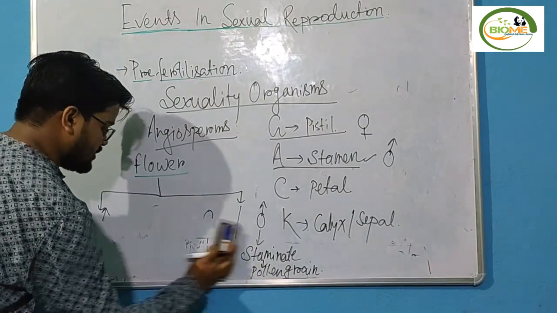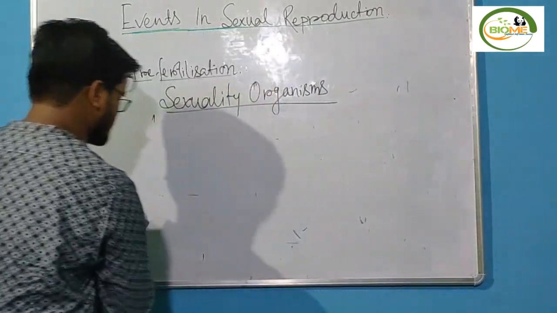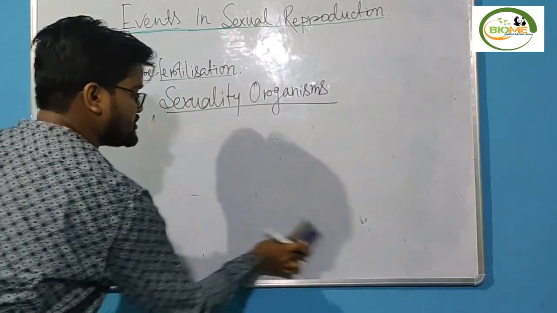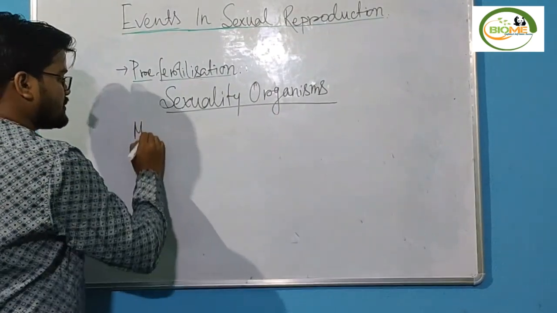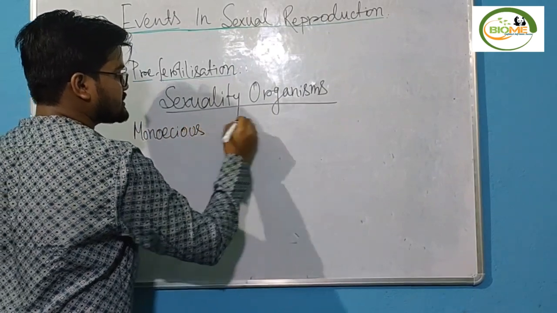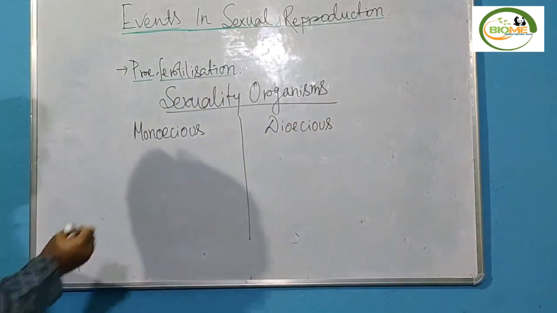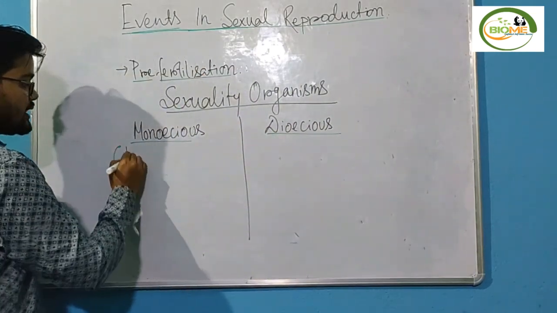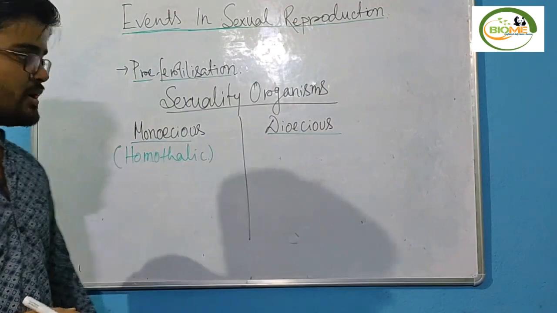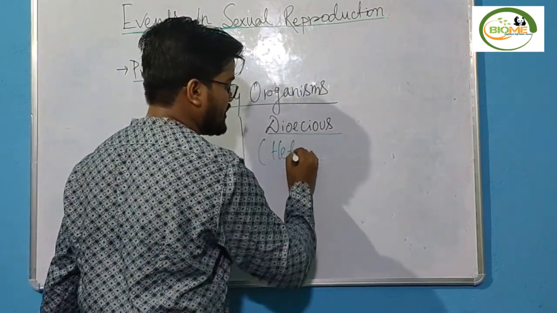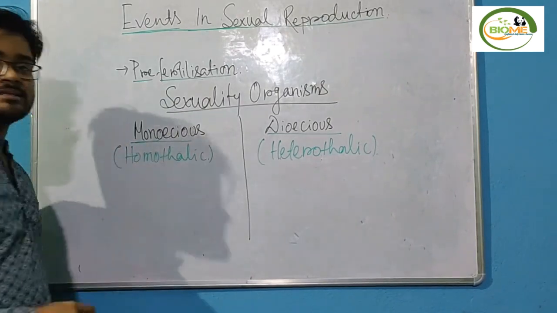So let's move to the other points of these features of sexuality in the organisms, that is the monoecious and the dioecious condition. Now what is this monoecious and the dioecious condition? The monoecious condition is also called homothallic, and the dioecious condition is also called heterothallic. Now the word mono means single.